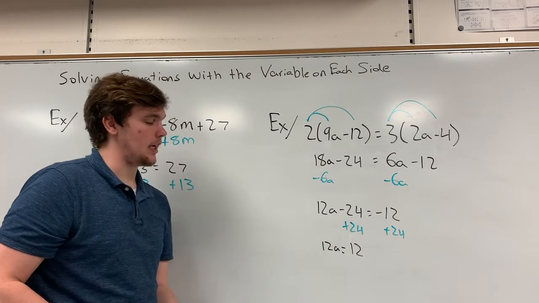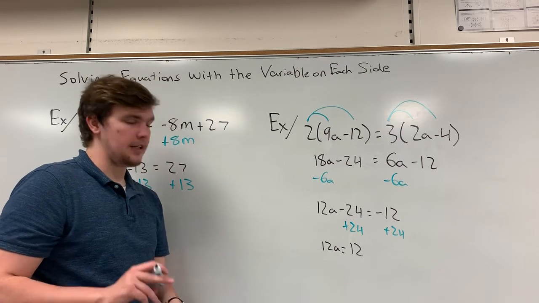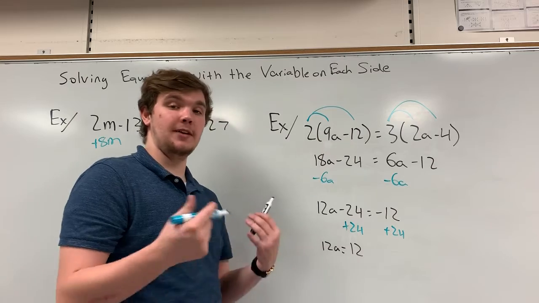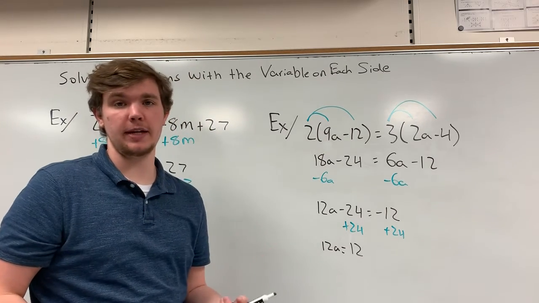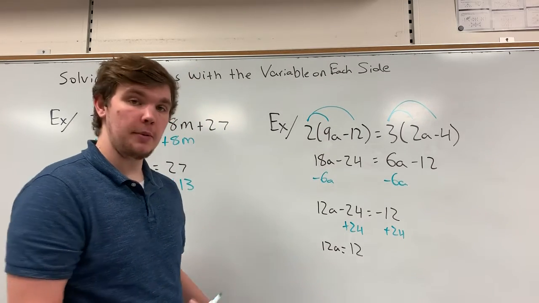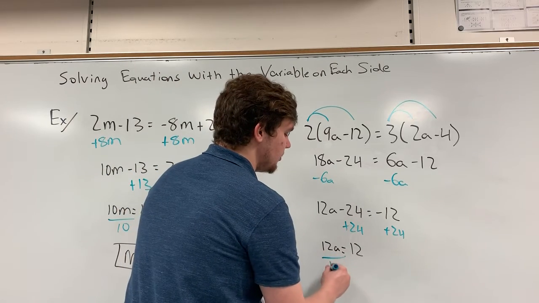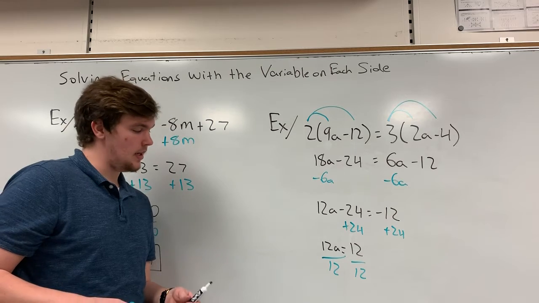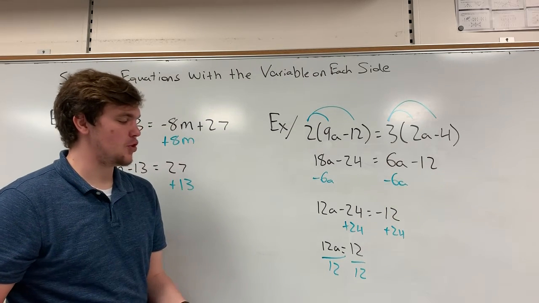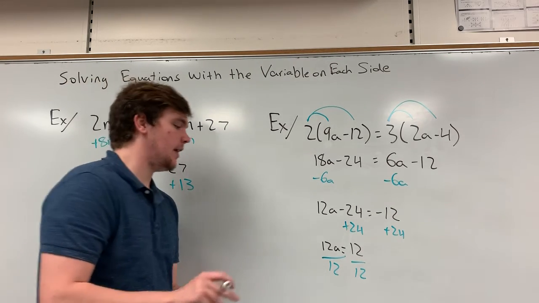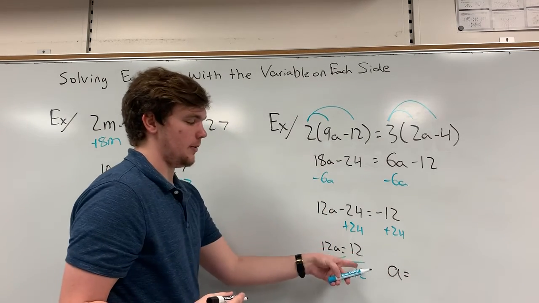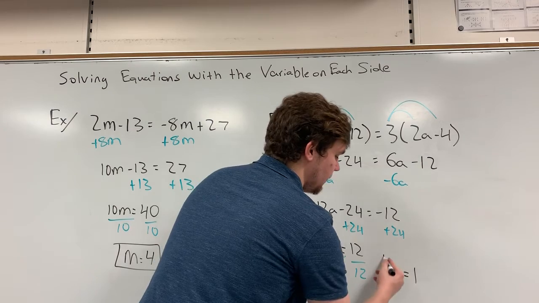And now this problem is going to come out really nicely. I just have one more step here. I need to get rid of this 12 that's in front of the a. I need to undo that multiplication. So to undo that multiplication, I'm going to divide both sides by 12. And when I divide both sides by 12, I end up getting my final answer of a equals 12 divided by 12 is just 1.